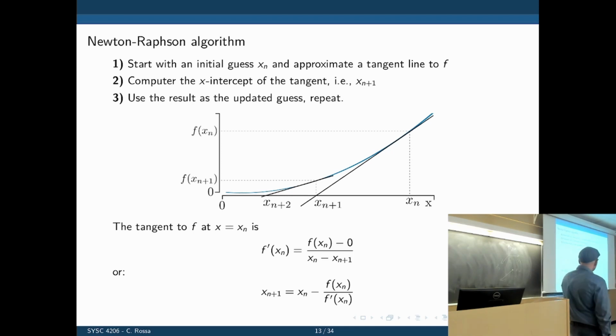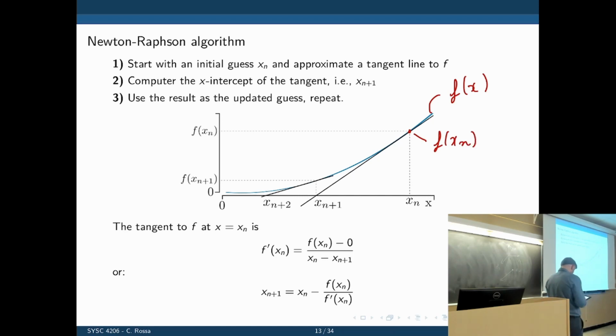So I have xn plus 1, sorry. So xn is there minus the function of xn, which is the blue line, right? Yes. This is f of x. Yeah, makes sense. So this point here is f of xn, and this is f of xn plus 1.